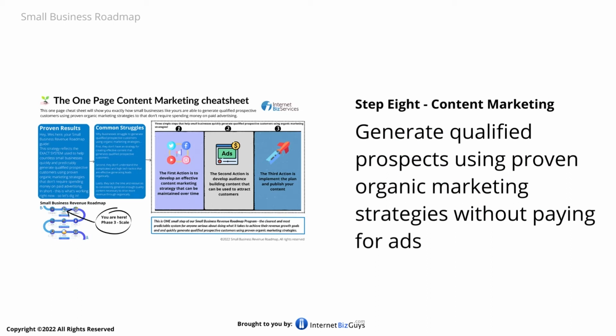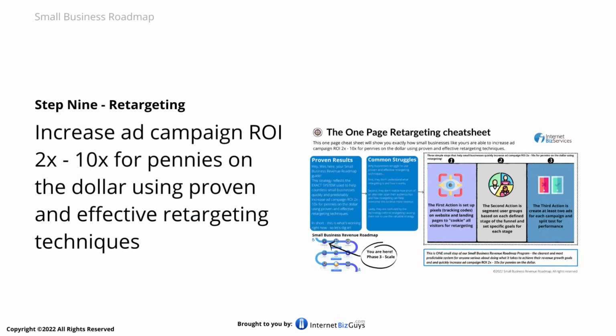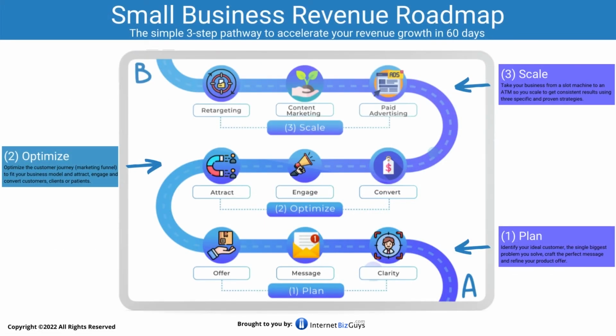The last and final step of the entire process is retargeting. And this is where we increase the return on the ad campaigns that we've done and the investments that we've made, for pennies on the dollar, using proven and effective retargeting techniques. Again, here's the overview, and you can see these 3 phases. There's the plan, as we talked about. There's the optimize, which is the marketing funnel in the middle. And then there's scaling the business at the top. And that's where you do paid advertising, content marketing, and retargeting to make your business grow and grow consistently.